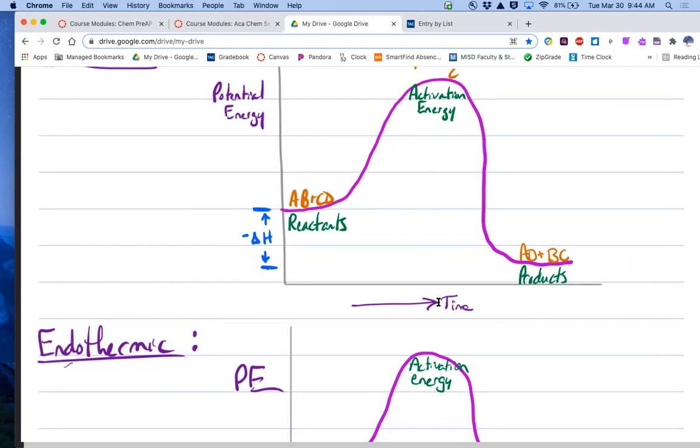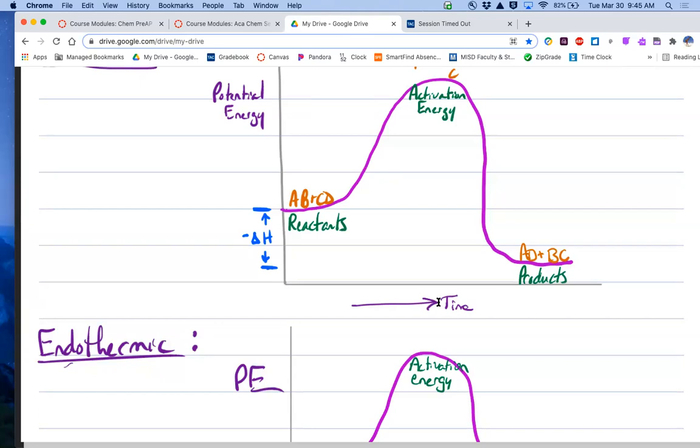So that's why when I dropped my zinc and my hydrochloric acid and it suddenly started bubbling all by itself, you didn't see me having to warm it up or do anything like that. There was enough energy in the room to get it to go.